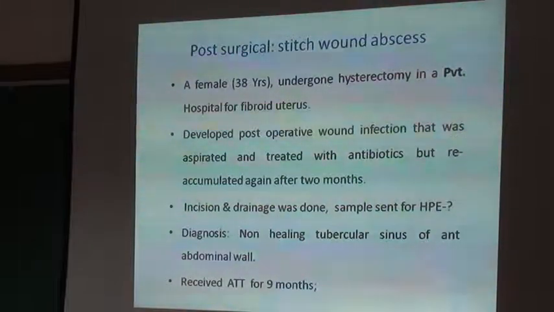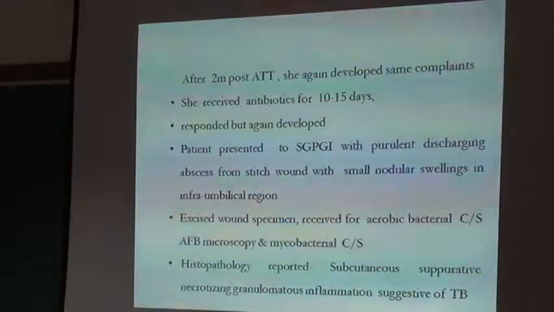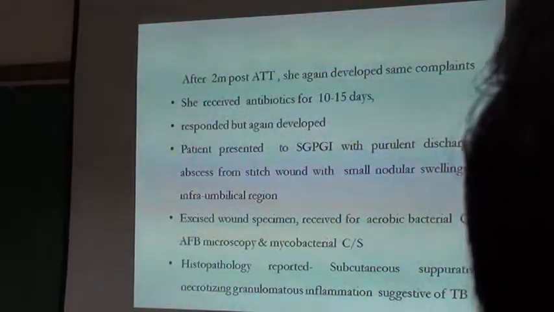The patient was given ATT for 9 months, and then after 2 months post-ATT, she again developed the same complaint, and for that she received antibiotics for 10 to 15 days. But after that she again developed the same type of complaints. With this past history, the patient presented to SGPGIMS with pus discharging abscesses from the scar with a small nodular swelling in the infra-umbilical region.